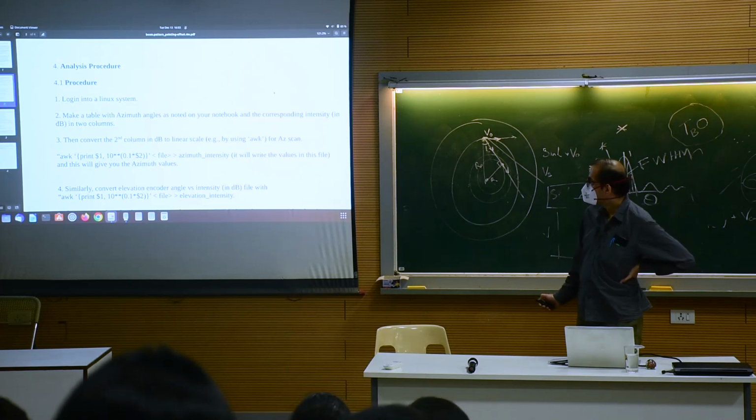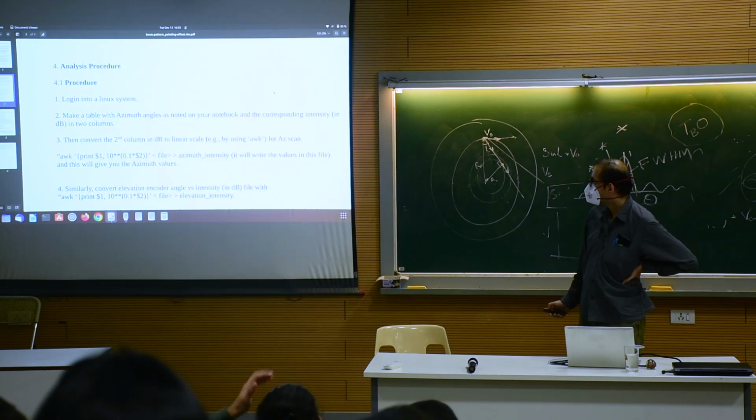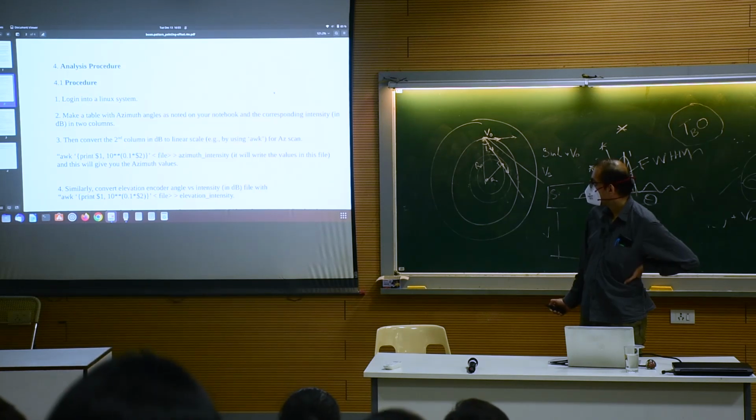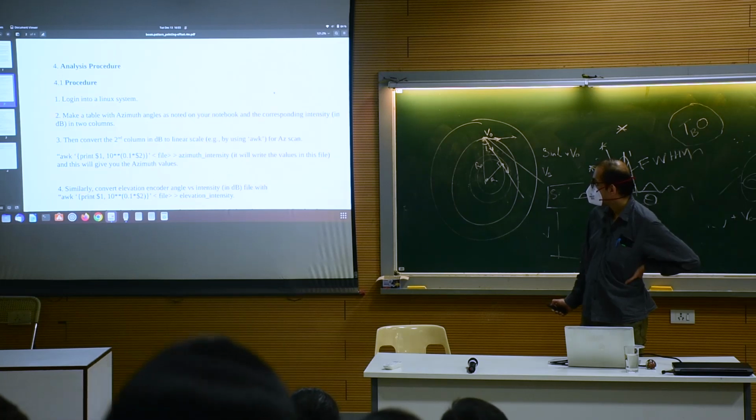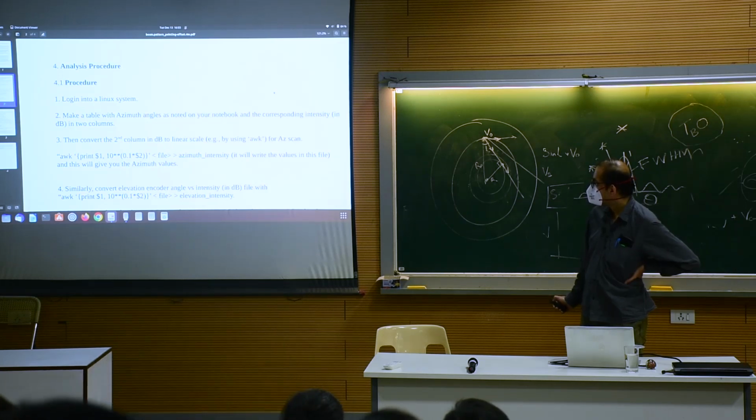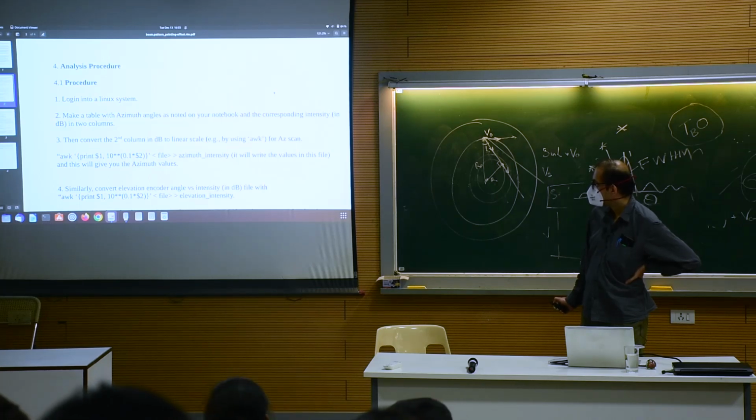And then to proceed, you can do it in various ways. You can log into your own machine and do whatever, or you can use other machines in the institute if that is given for the winter school students. Then you make a table with the azimuth angles as noted in your notebook and the corresponding intensity in dB in 2 columns. Convert the second column from dB to linear scale, for example by using a program called awk.